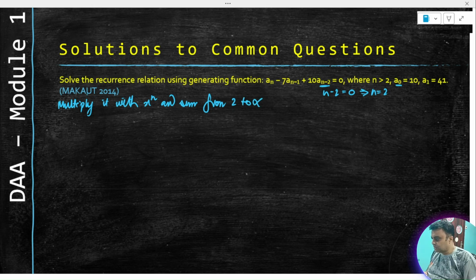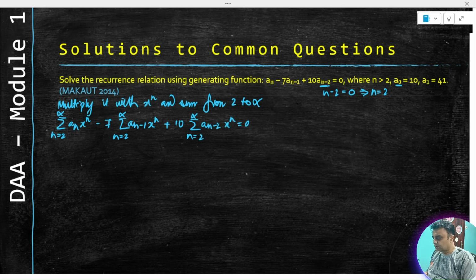And when we do this, we will get sigma n equal to 2 to infinity an xn minus 7 sigma n equal to 2 to infinity an minus 1 xn plus 10 sigma n equal to 2 to infinity an minus 2 xn equal to 0. So if we expand this, similar to the last stuff that we did, I will just keep on solving it mechanically because I've already explained how to do it and why I am doing it.